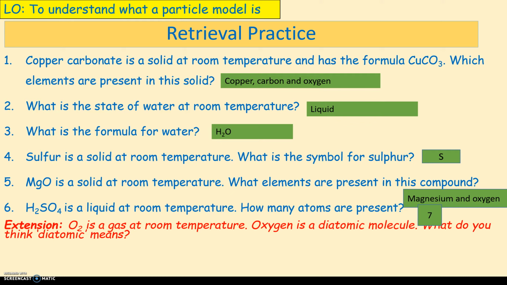Your extension task says O2 is a gas at room temperature. Oxygen is a diatomic molecule. What do you think diatomic means? You can see the prefix di at the beginning of that word, and you can actually see the word atom in that second bit of the word. Therefore, diatomic means to exist always as a pair of atoms. Fantastic effort, Year 7s. Well done.